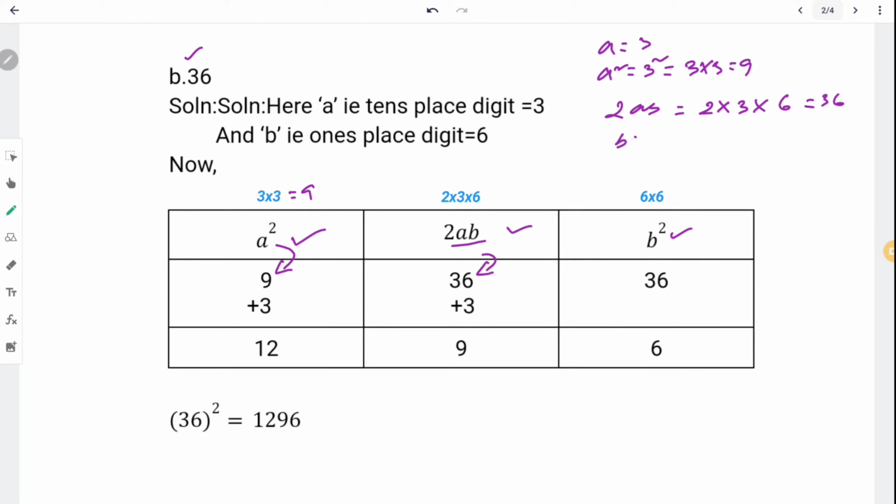So from here we know B is how much? B is 6, which means that B square will be equal to 6 square, or 6 into 6, we're going to get 36. Okay, so you can see B square is 36.